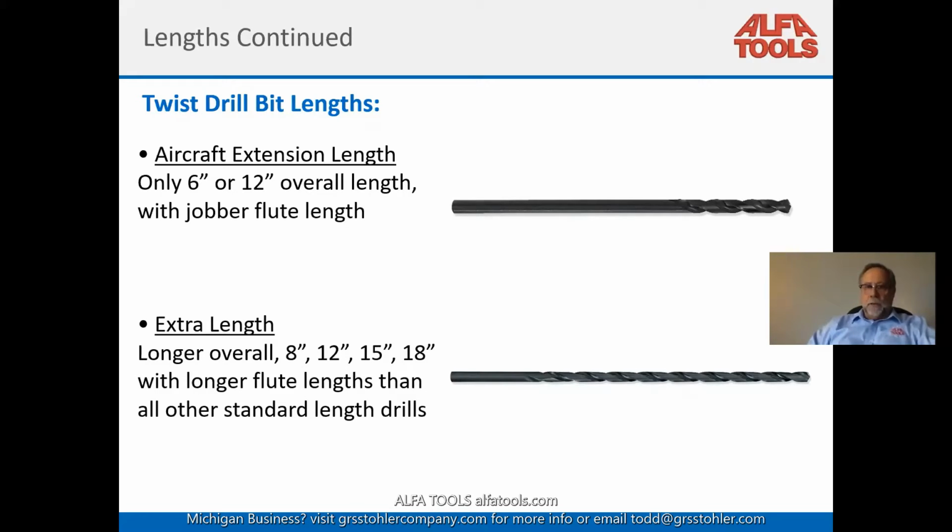They are for reach. Extra length are for drilling deeper holes, and Alfa offers 8, 12, 15, and 18-inch overall lengths. These are designed to go deep, and in many cases you've got to pack in and out to clean them out, but these are the tools to go into deeper holes.